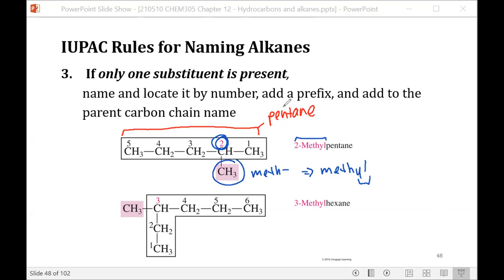And then at the very end of the name, the last thing you put is the parent chain. So we get 2-methylpentane as the name of this compound.